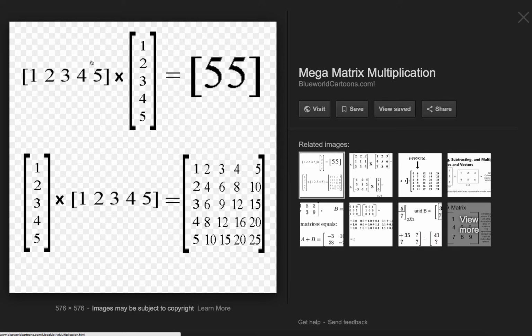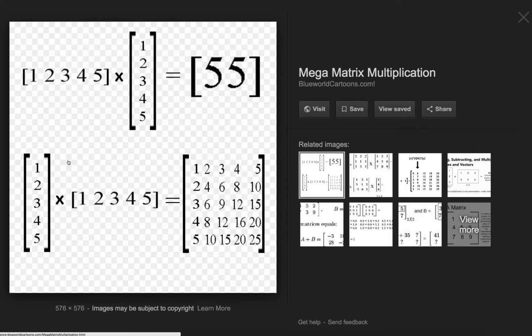So you do 1 times 1 plus 2 times 2 plus 3 times 3 plus 4 times 4 plus 5 times 5, and you get a matrix of one element, right? It's 55. And so the same thing goes here, as you do row times column. So you do row 1, you take the one element, multiply by the one row column, and that's 1. That's the first element.